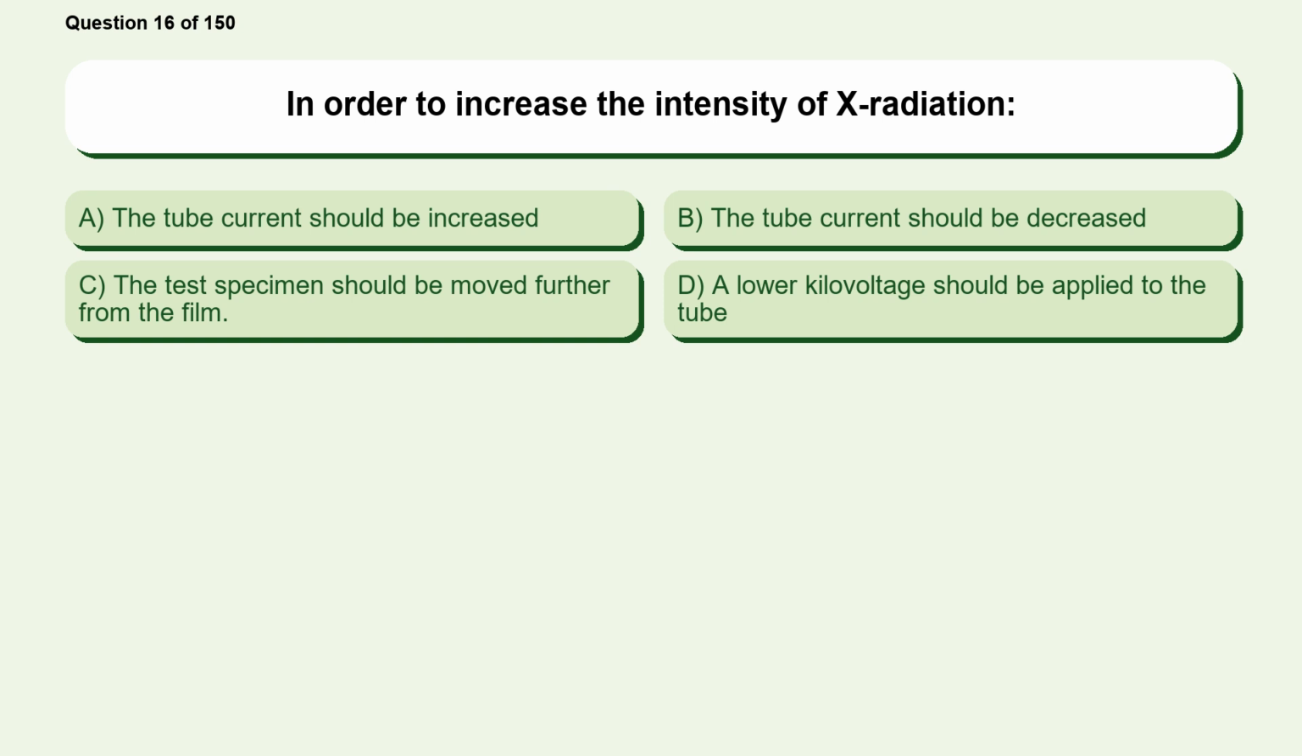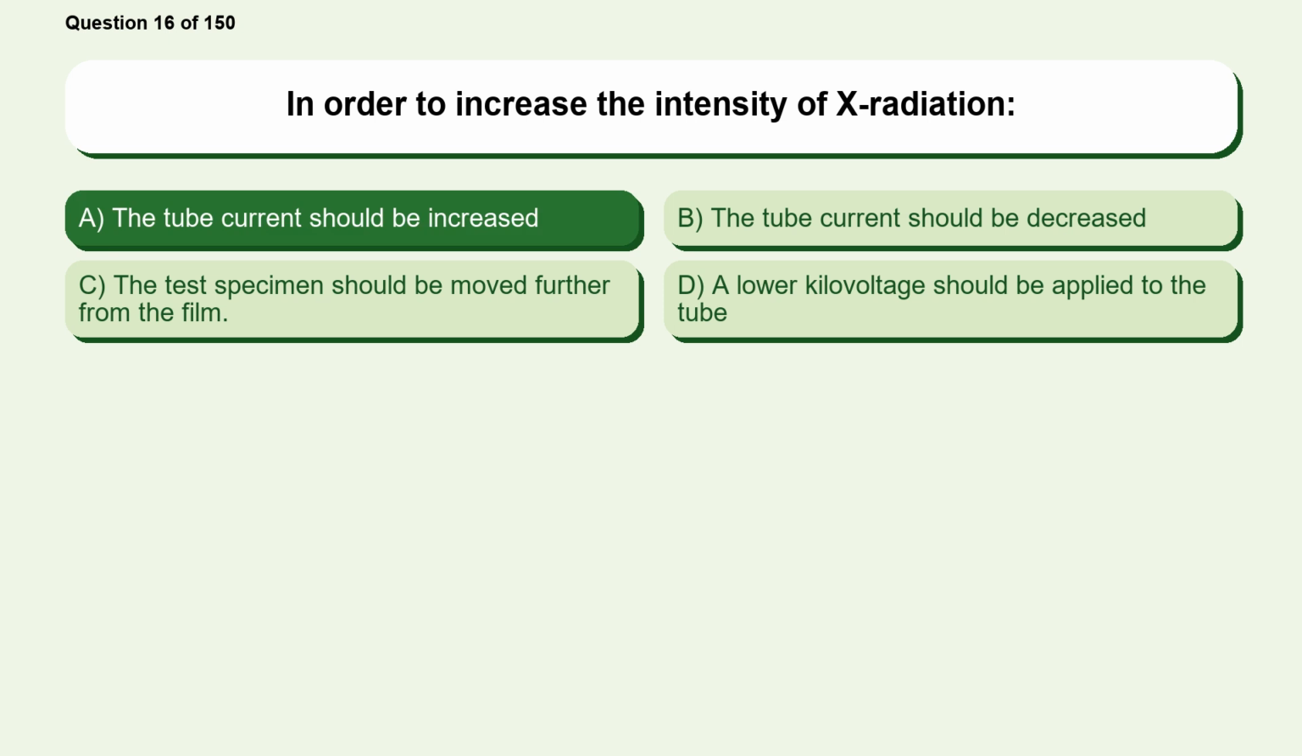Question 16. In order to increase the intensity of X radiation, option A, the tube current should be increased. Option B, the tube current should be decreased. Option C, the test specimen should be moved further from the film. Option D, a lower kilovoltage should be applied to the tube. The correct answer is option A, the tube current should be increased.